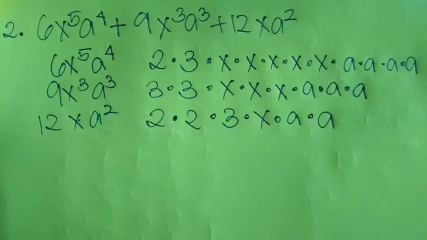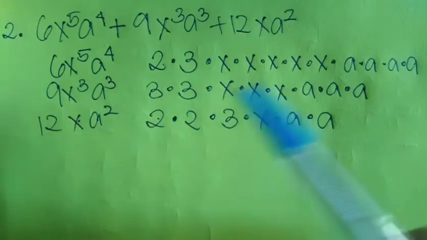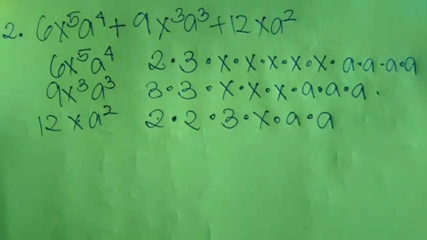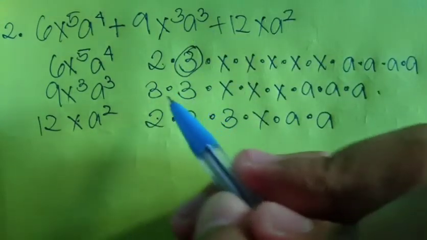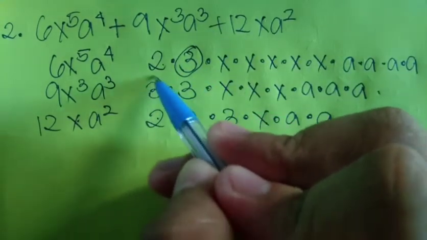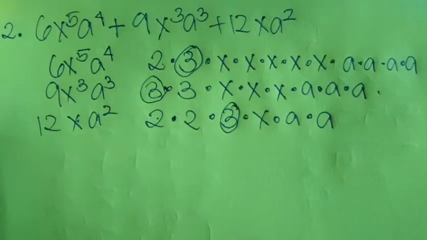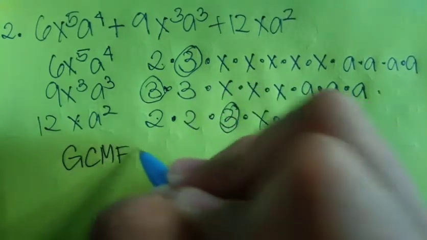Now, identify na natin yung common factors. Tingnan muna natin si 2. Merong 2 itong dalawa, pero wala siyang 2. Which means 2 cannot be part of the GCMF. How about 3? Meron siyang 3 na isa, 3 na dalawa, kaso isa lang yung nandito. Meron din siyang 3, and meron din siyang 3. Which means 3 is a part of the GCMF. So we have GCMF 3.